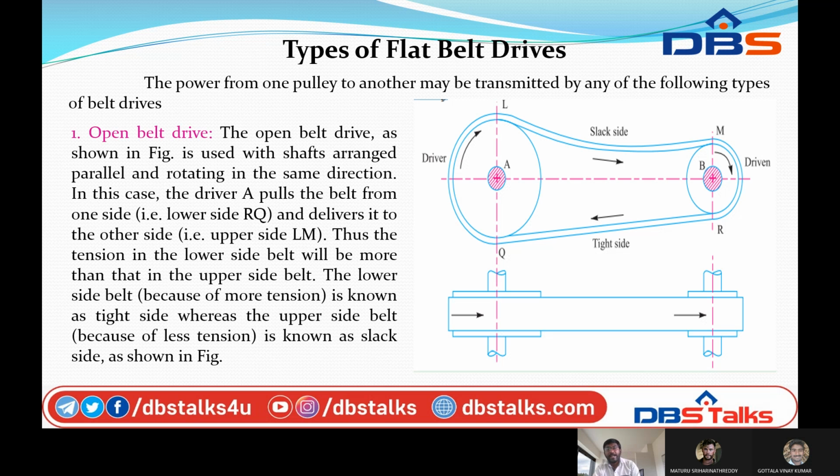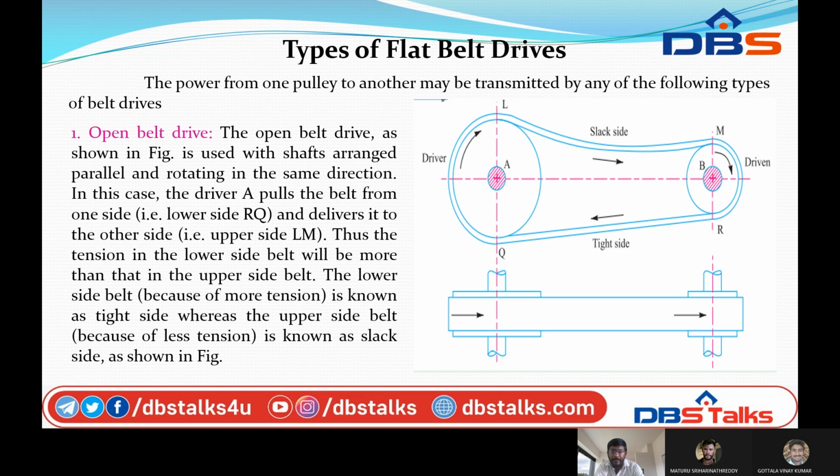So next, types of flat belt drives. The power from one pulley to another may be transmitted by any of the following types of belts. The first type of belt is the open belt drive. The open belt drive, as shown in the figure, is used with the shaft arrangement parallel and rotating in the same direction.